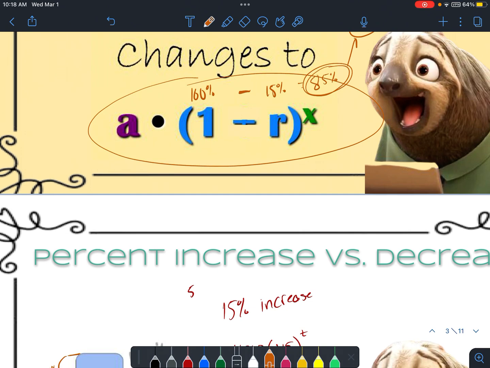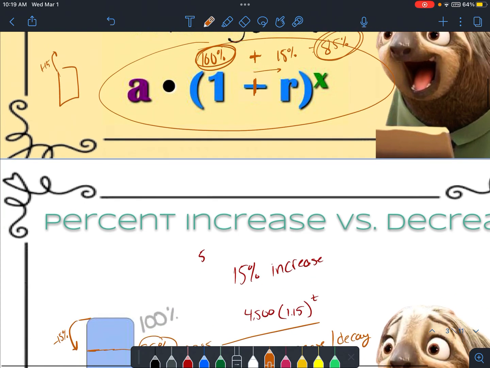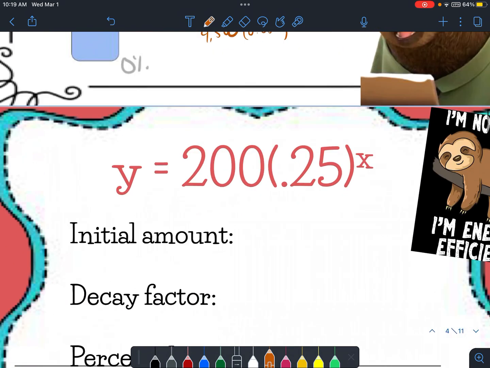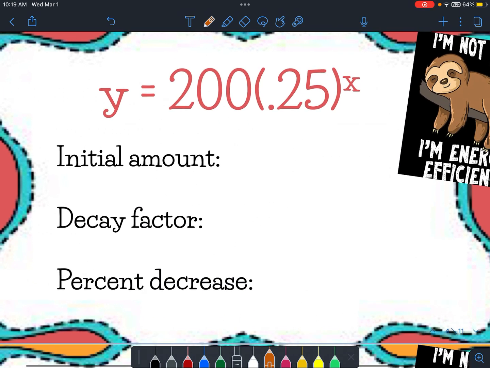And it also works in the reverse. If you don't want to draw the picture to show, hey, we're going up 15, in problems that are growth problems, the only thing that changes is this sign right here in the middle. It becomes a plus. So really, no matter what, in every problem you're always starting with 100%, and you're either going to add your percent to it or you're going to subtract your percent from it. And then that'll give you your new percent, which you convert to a decimal. And that's pretty much the lesson.